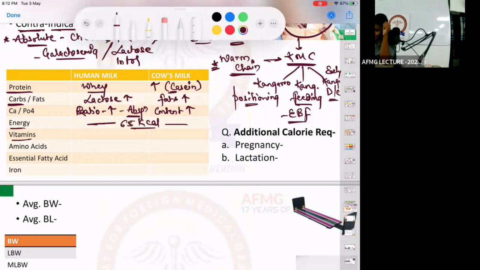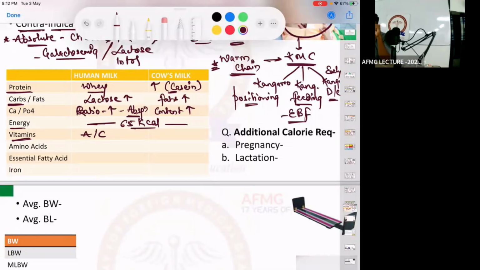Vitamins which are seen in human milk are A and C, except for vitamin D. Vitamin D is not present. Therefore we will give vitamin D to the child till 1 year of age. And what is the dose? 400 international units.